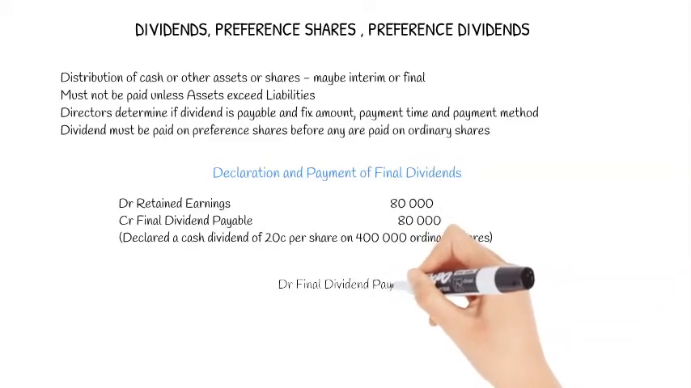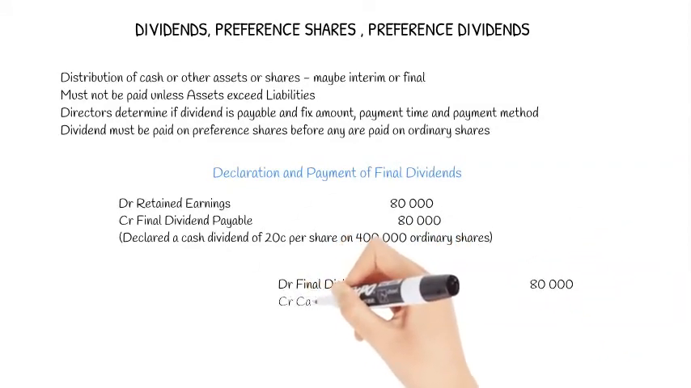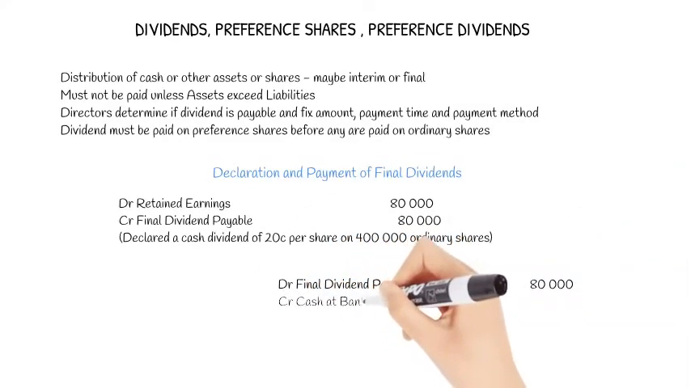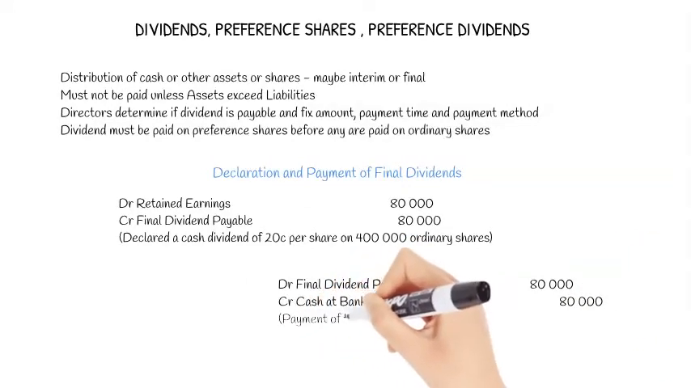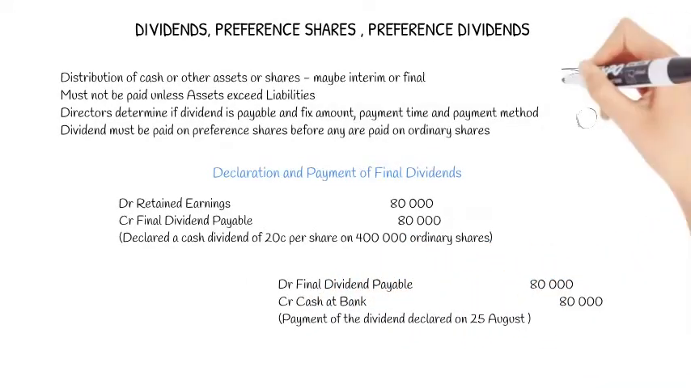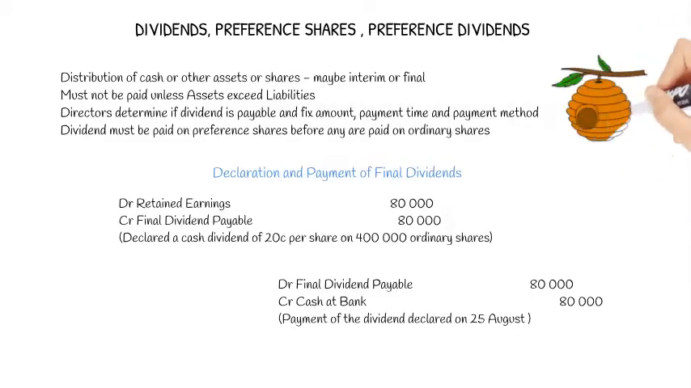When final dividend is finally paid, we debit final dividend payable to show a reduce of our liability and show cash going out by crediting cash at bank of 80,000. This is just an example.